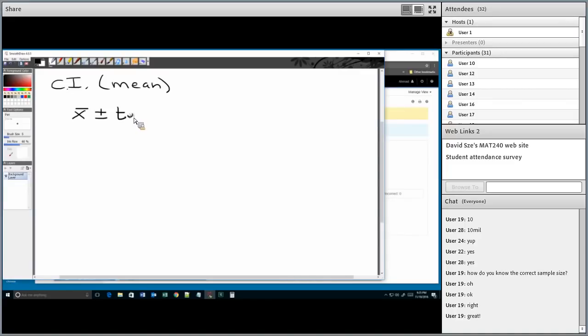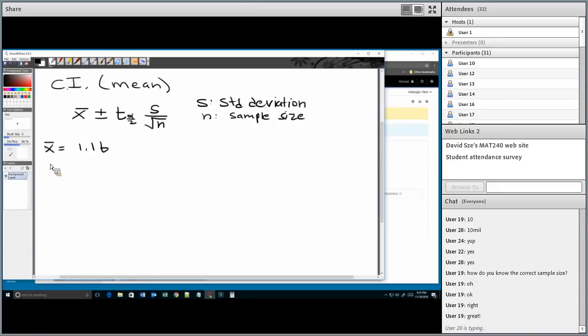The T alpha over 2, which is your critical T value, times S over square root of n. This S is the standard deviation, which is the reason why this problem gives you standard deviation. And n again is the sample size.